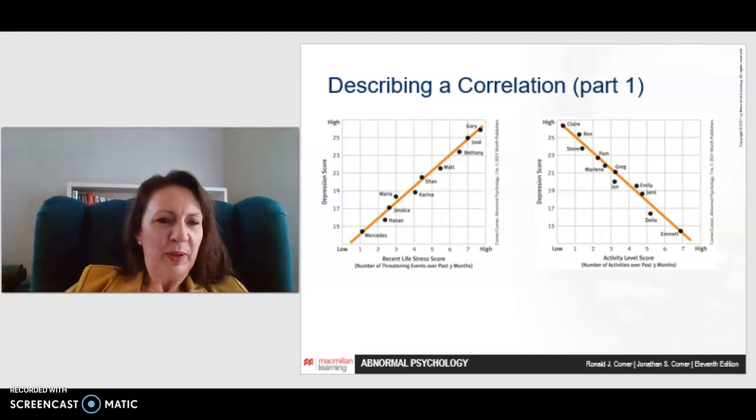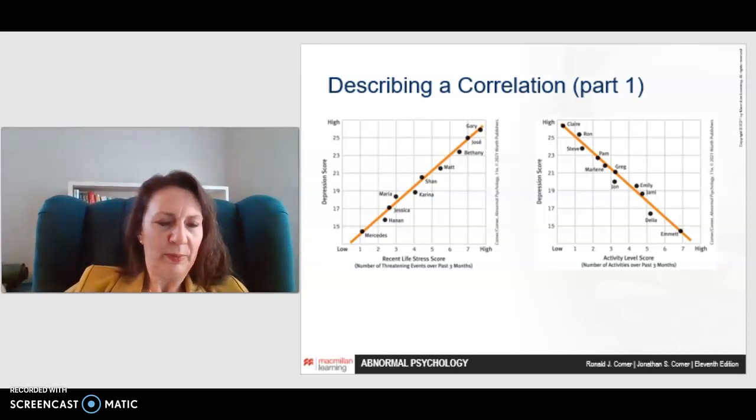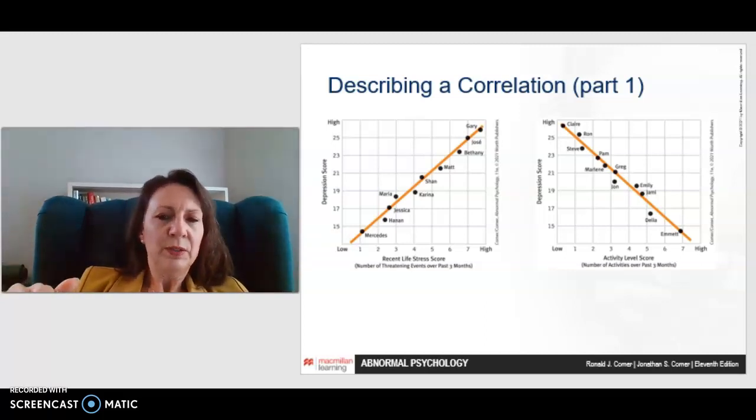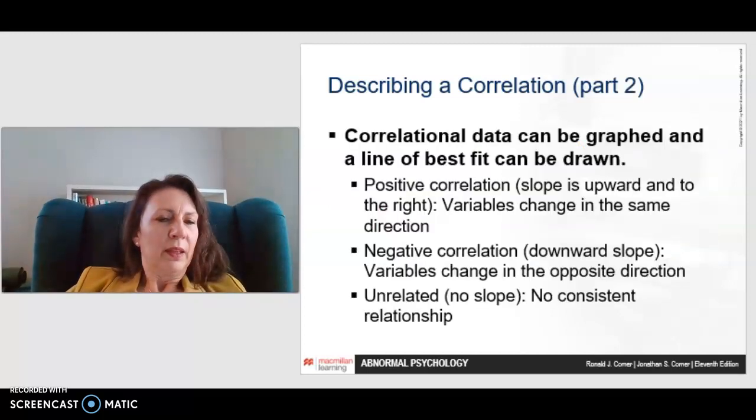These graphs describe positive and negative correlations. On the left-hand side, you see a very strong positive correlation between recent stressors and feelings of depression. And so you see the slope going up because those two things are very closely tied together. On the right-hand side, you see a negative correlation between the number of activities the person does and feelings of depression, because when people are depressed, they don't do a lot. So that's a very strong negative correlation.